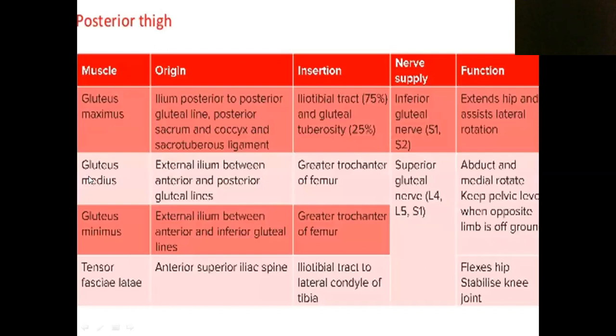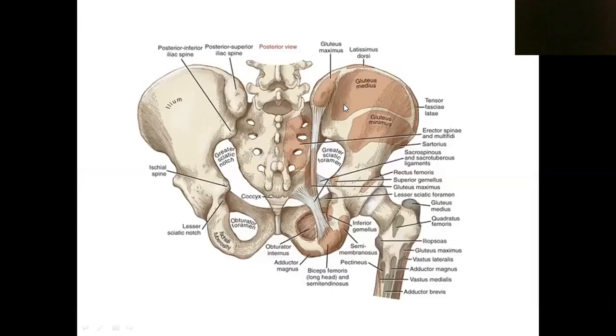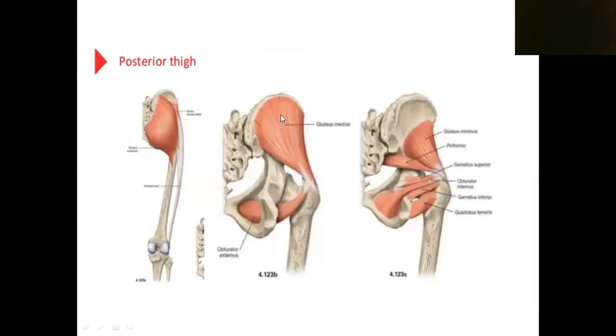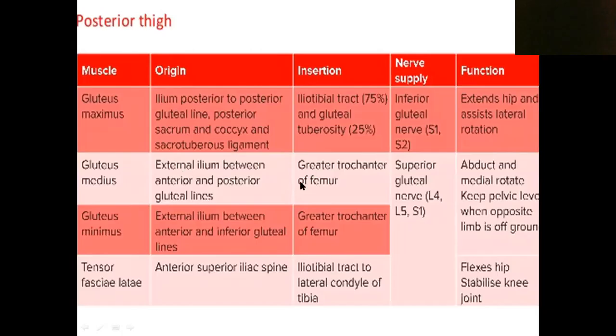Now gluteus medius. It arises from the external surface of the ilium between the anterior and posterior gluteal lines. We'll check it. Here comes the posterior gluteal line. This is the anterior gluteal line. Between those two lines, this colored area. From here, these fibers run downward and are inserted to the greater trochanter. See this image. From that area, the fibers run downward and are inserted to the greater trochanter of the femur.